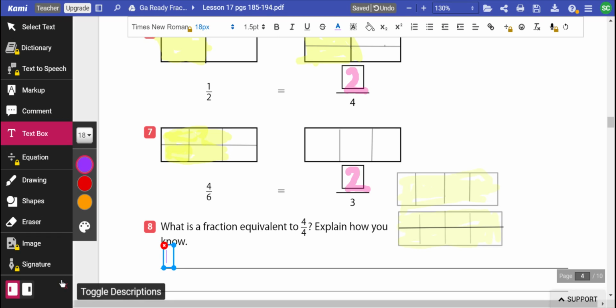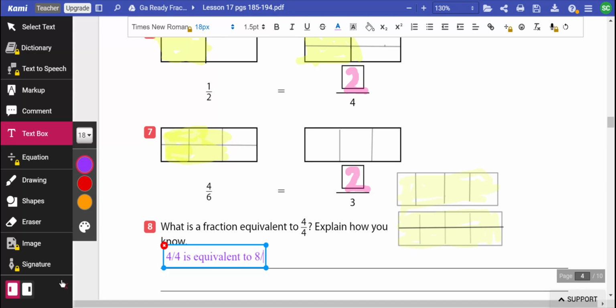So what is a fraction equivalent to 4/4? Explain how you know. Now, this is just an example answer. You may have another way of wording it that's correct also. If you're not sure, you can send me a picture, send me a text on Dojo or a message on Google Comments. But I would say 4/4 is equivalent to 8/8.